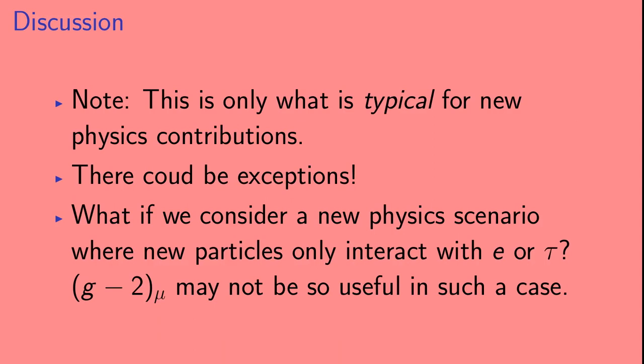Now, we should note that this is only what is typical for new physics contributions, and there could be exceptions. So for example, what if we consider a new physics scenario where new particles only interact with the electron or with the tau? g-2 of the muon might not be so useful in such a case.